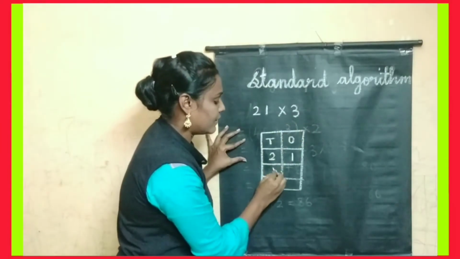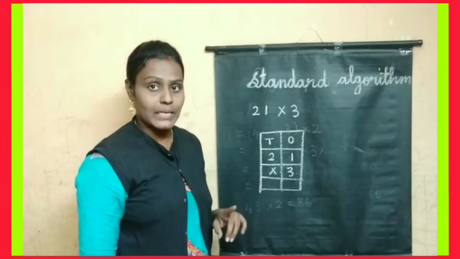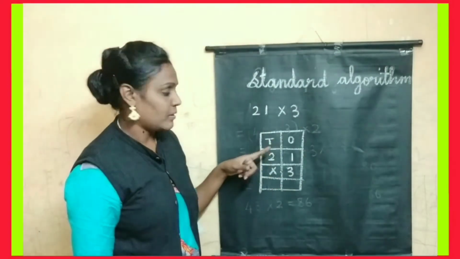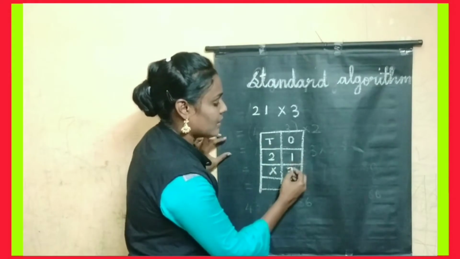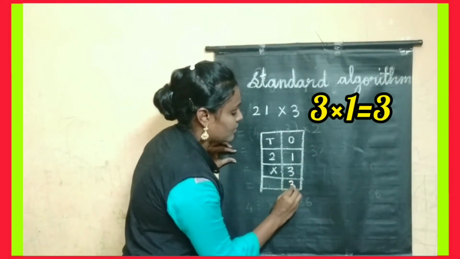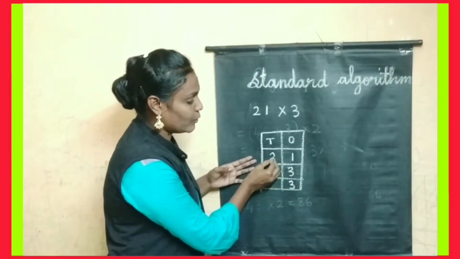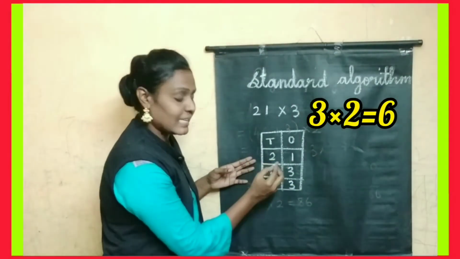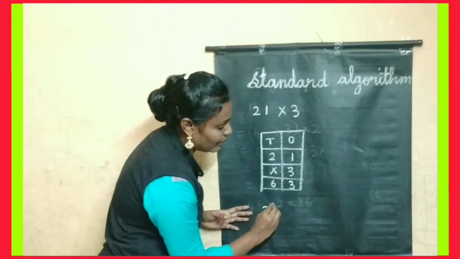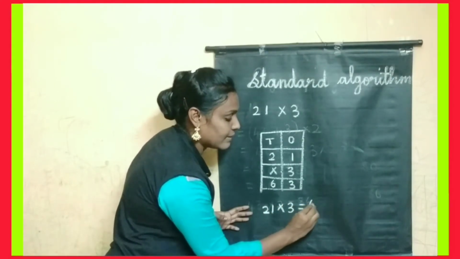Multiply by 3. First we have to multiply by the bottom to top. First ones place. 3 into 1. 3 ones are 3. Next tens place. 3 into 2. 3 twos are? Yes, 6. So 21 multiplied by 3 equal to 63.